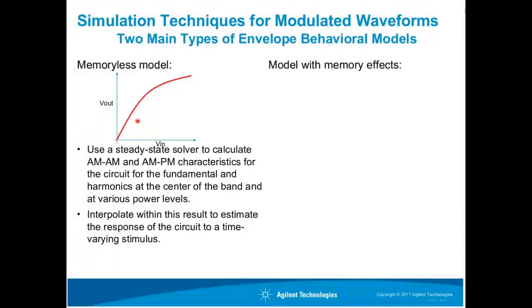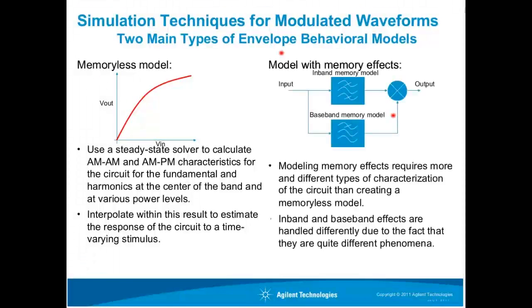Now, the model with memory effects is quite a bit more complex. It basically does a superset of what's in the memoryless model, but it includes now two memory models, one for the in-band characteristics and another for the baseband characteristics. And those two models, combined with the nonlinearities at the various frequencies, give you a fairly comprehensive black box model that can handle a wide range of nonlinear and memory phenomena.